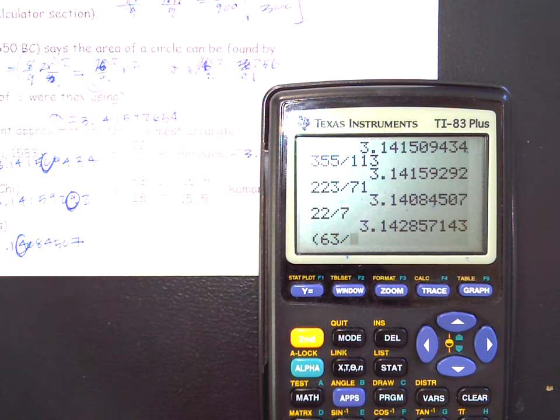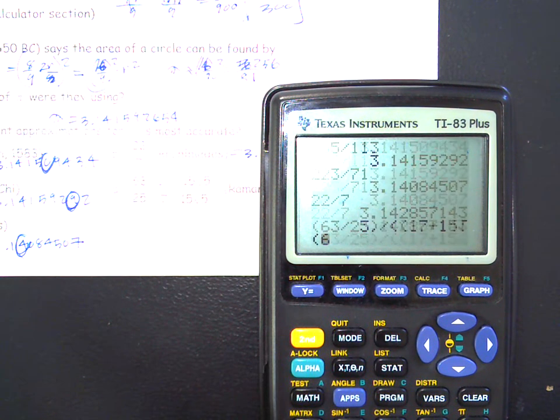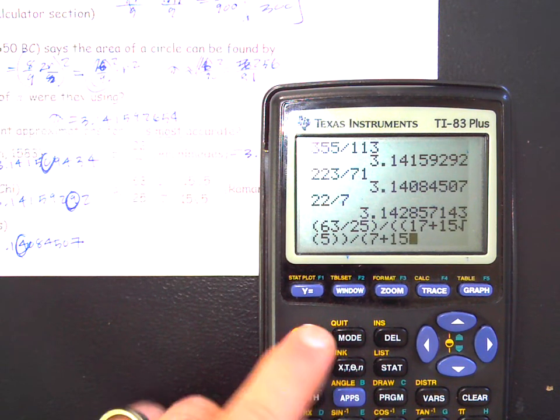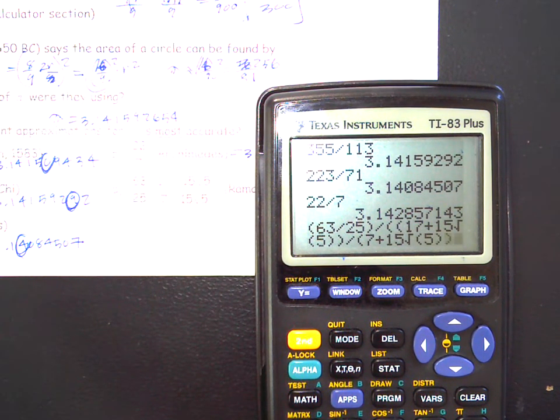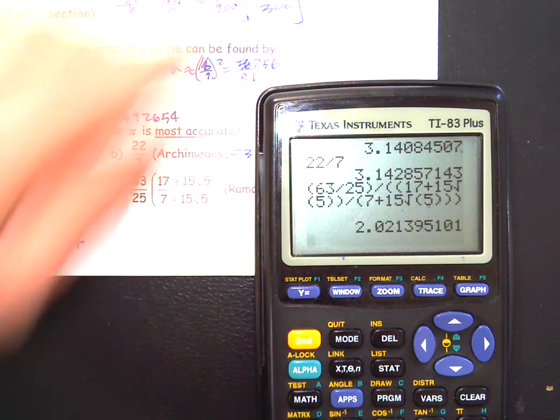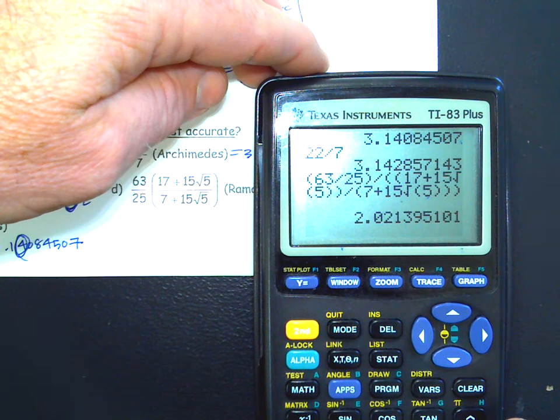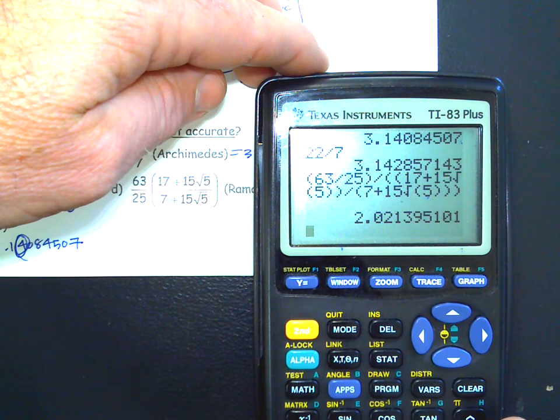63 divided by 25. We have to make sure you have the correct grouping symbols. So we definitely need grouping symbols around the whole second fraction and around the numerator of it. So close the square root, close the numerator, divided by, you need parentheses around the denominator, 7 plus 15 square root of 5, close, close, close. And I think I entered something in wrong because that doesn't look good at all.